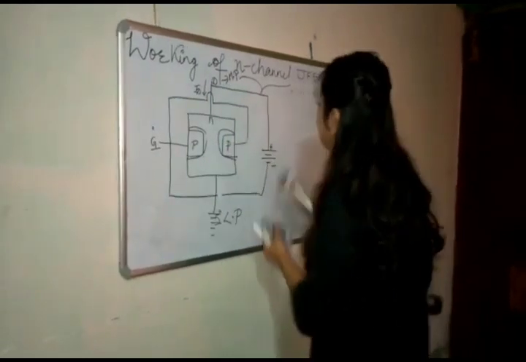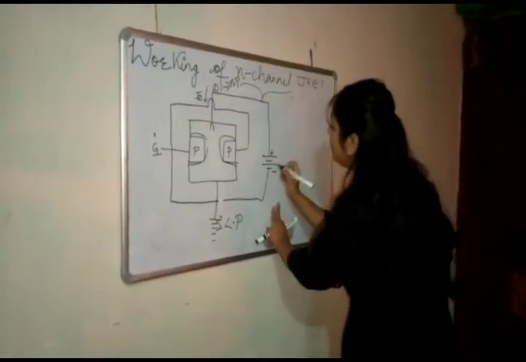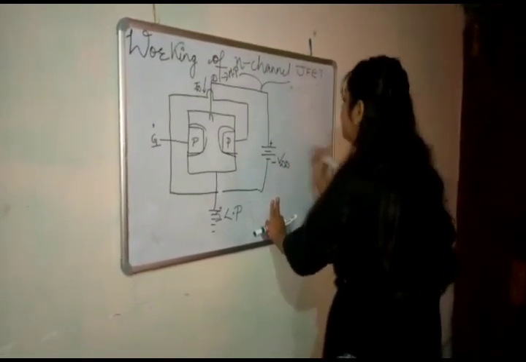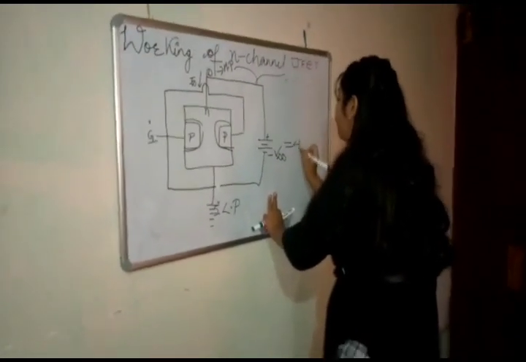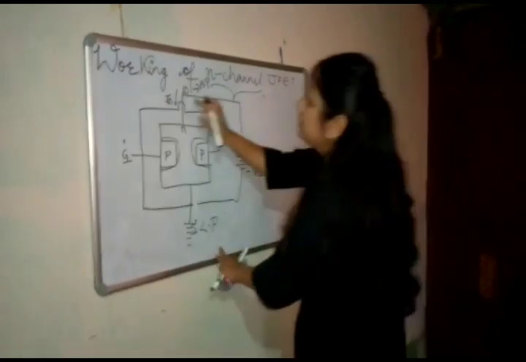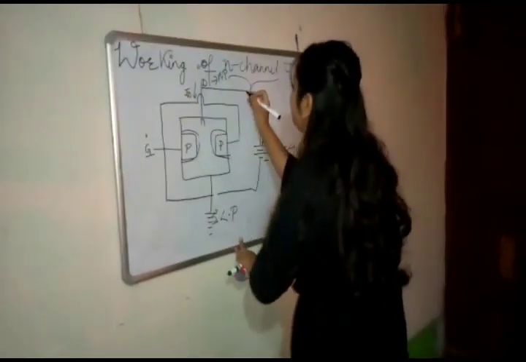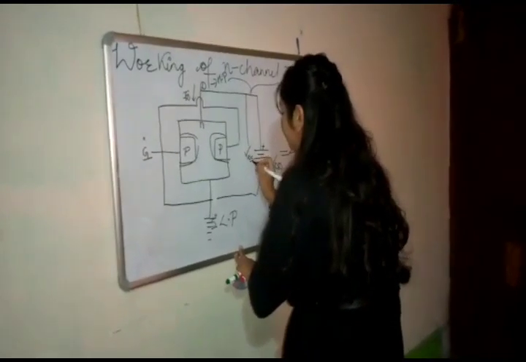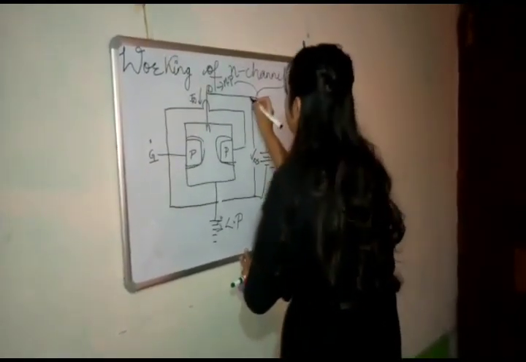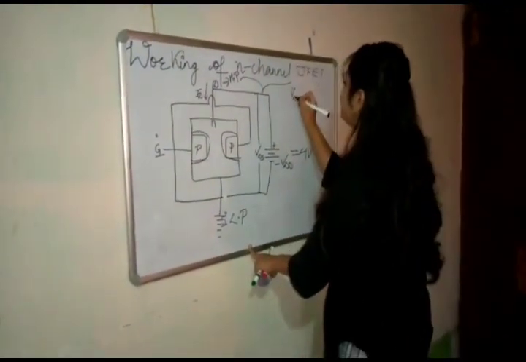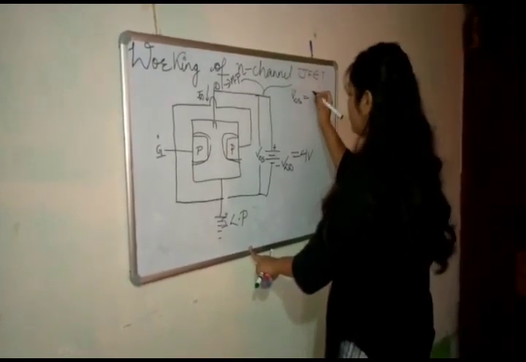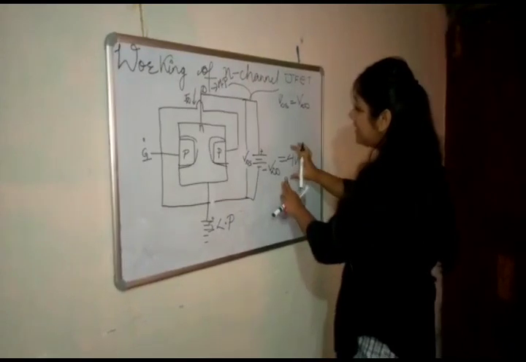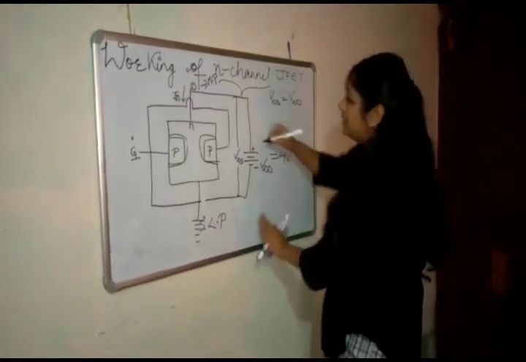So, if we apply a battery, VDD is equal to 4 volt. The drain and the source voltage is VDS. Here VDS is equal to VDD. So here we applied VDS equal to 4 volt.